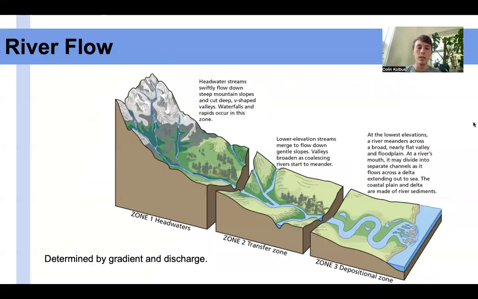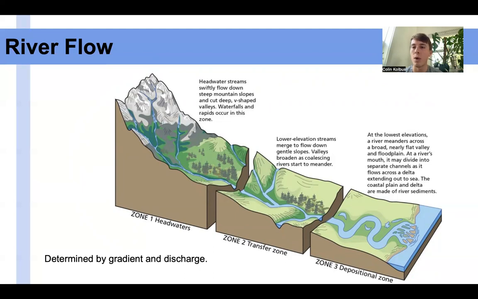And so river flow is determined by the gradient of the slope of the topography. Something with a really steep gradient, a steep slope, is going to have a swift, more rapidly flowing stream. And that's because there is more potential energy. There is more energy turning into kinetic energy with that river flow as it slides down the side of that mountain.